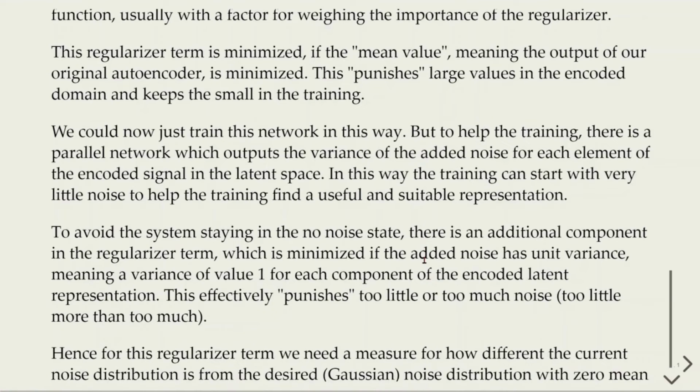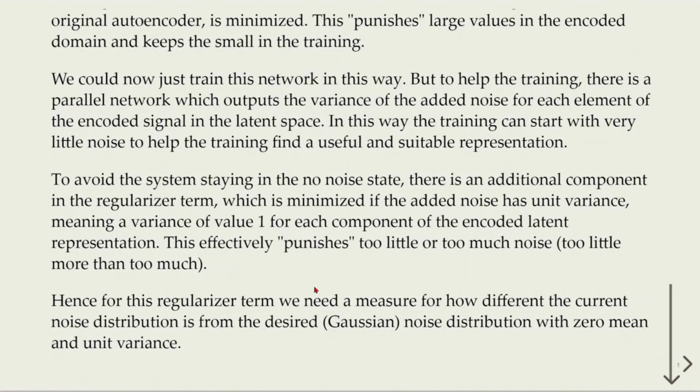We could now just train this network in this way. But to help the training, there is a parallel network which outputs the variance of the added noise for each element of the encoded signal in the latent space. In this way, the training can start with very little noise to help the training find a useful and suitable representation. To avoid the system staying in the no-noise state, there is an additional component in the regularizing term, which is minimized if the added noise has unit variance, meaning a variance of value 1 for each component of the encoded latent representation. This effectively punishes too little or too much noise.